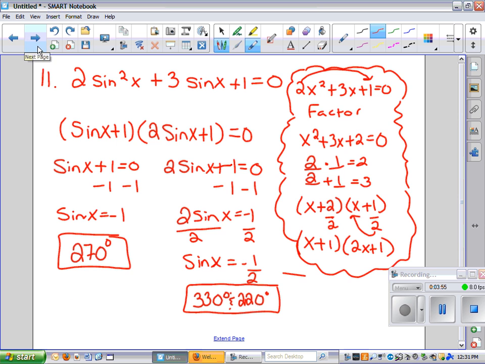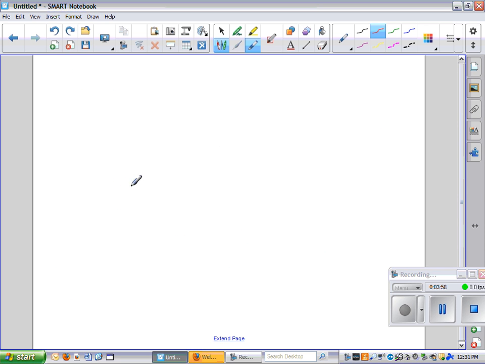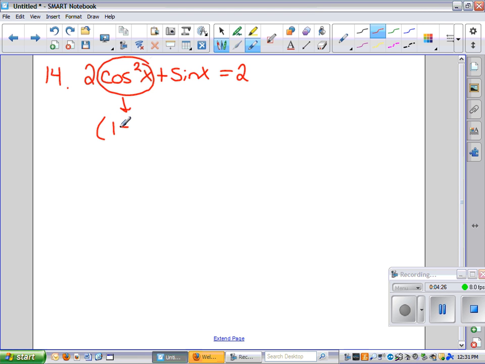Okay, and the last one we're going to do together is number 14. We have 2 cosine squared x plus sine x equals 2. On this one I'm thinking, I have cosine squared x and a sine x. Well, I need both of these to be the same trig function, either all cosines or all sines. If I think back to my Pythagorean identities, I know that I can change this to 1 minus sine squared x. So then I'm going to bring everything else down.